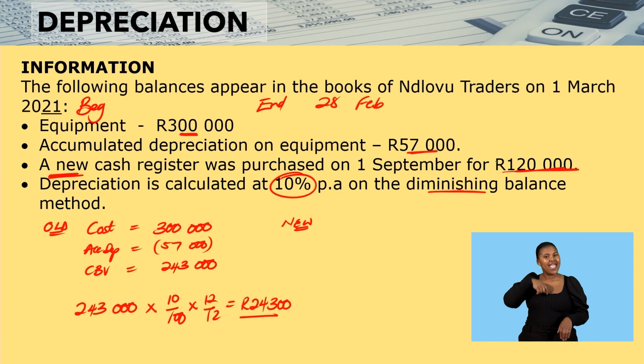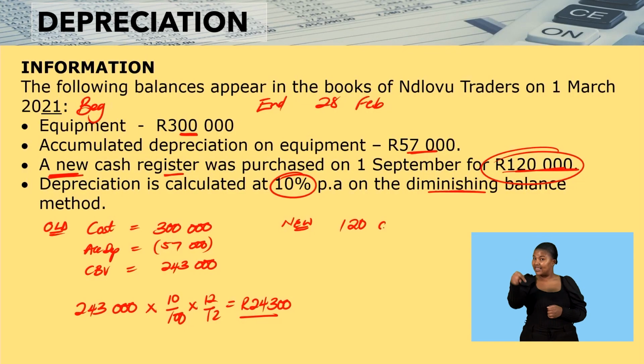Remember, we also had a new cash register which was bought for 120,000. So I'll come here for the new one. It will not have accumulated depreciation. Why? Because it is new. We've just acquired it this year. It was not there in the previous years, so it will not have accumulated depreciation.